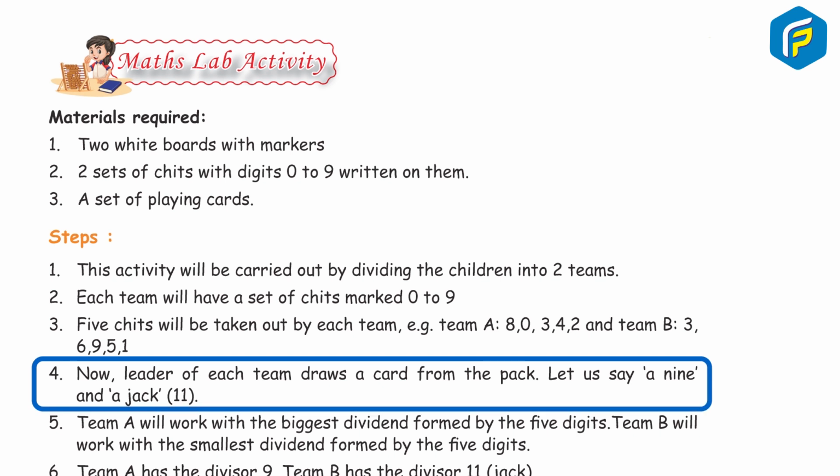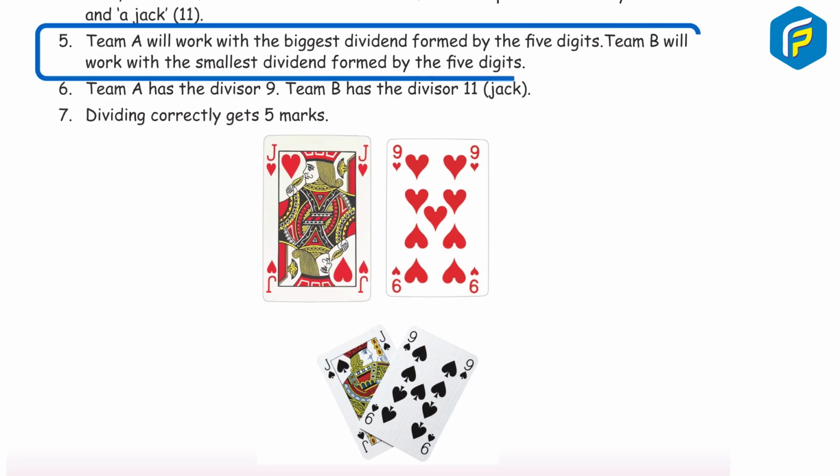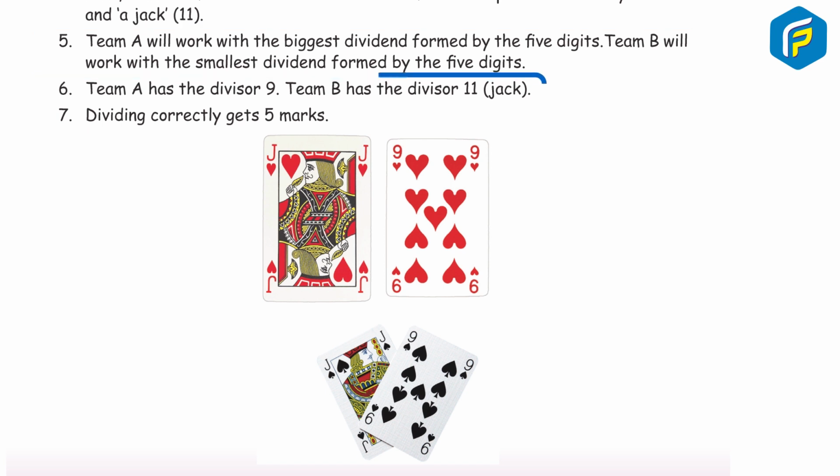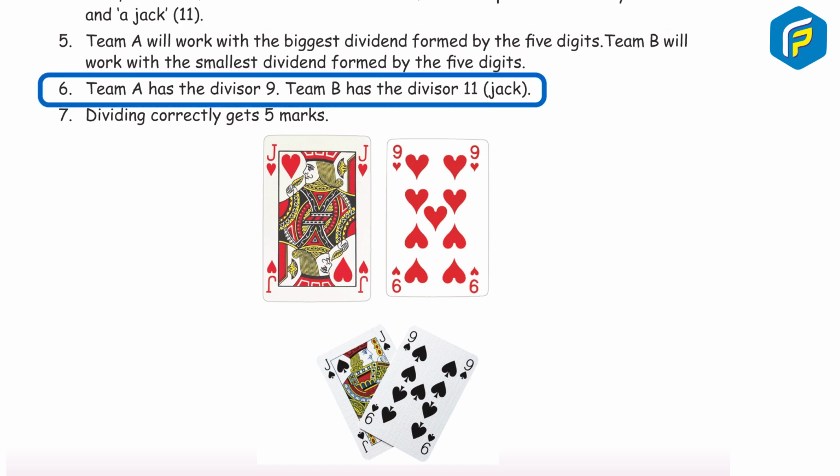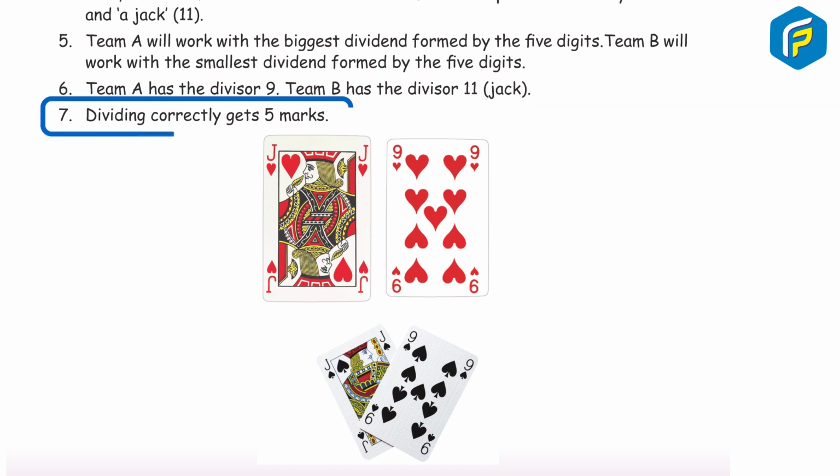Let us say a 9 and a jack, 11. 5. Team A will work with the biggest dividend formed by the 5 digits. Team B will work with the smallest dividend formed by the 5 digits. 6. Team A has the divisor 9. Team B has the divisor 11, jack. 7. Dividing correctly gets 5 marks.